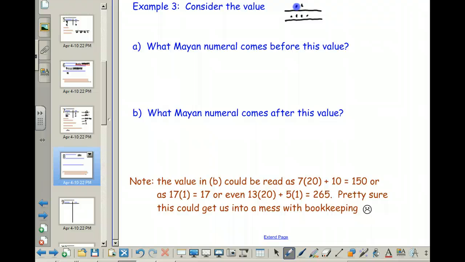Neither of these are particularly difficult to do. The one that's before is a little bit easier. So what would be before this value? Do you know where you would take the dot away? Actually, the bottom. Yeah, I think I might need to do this for us for a moment, again like I did in the last one.